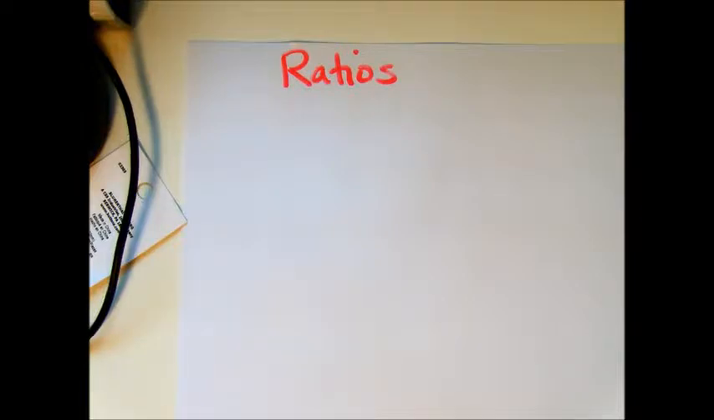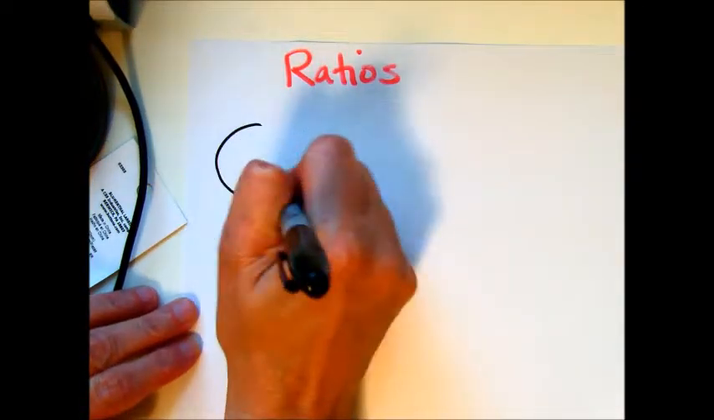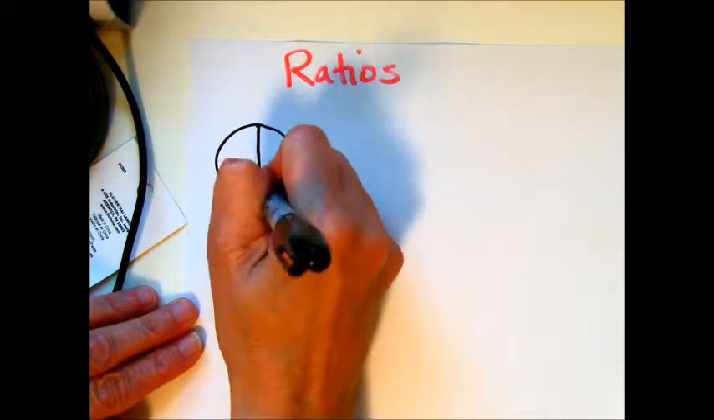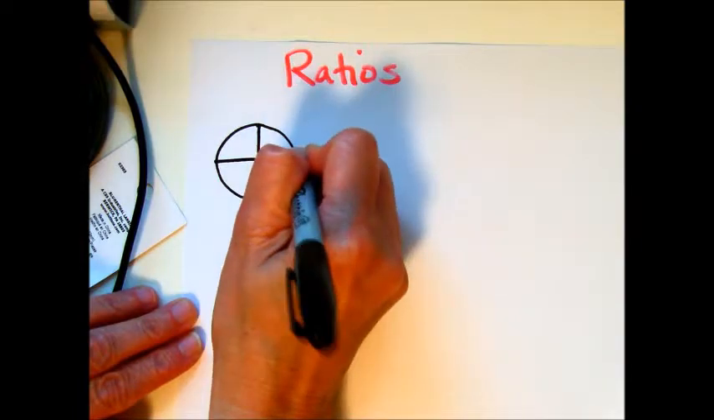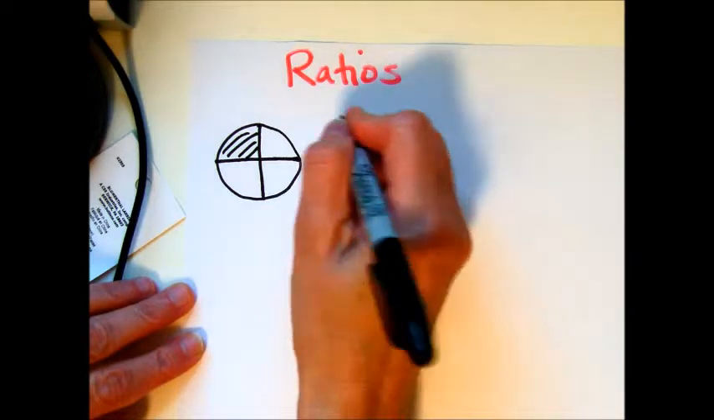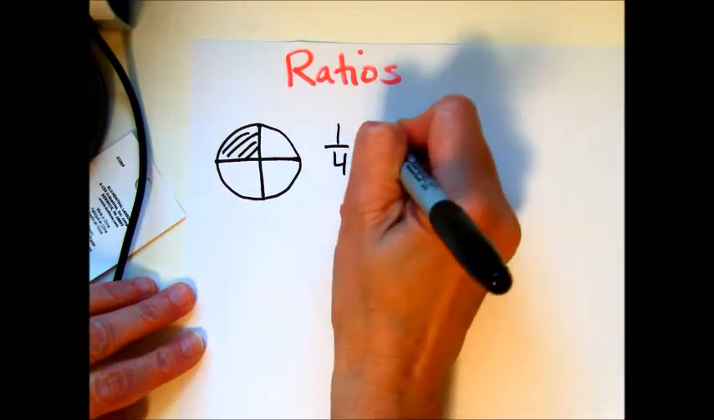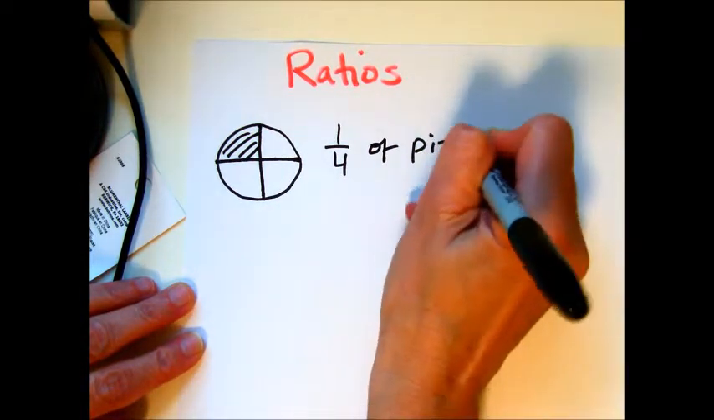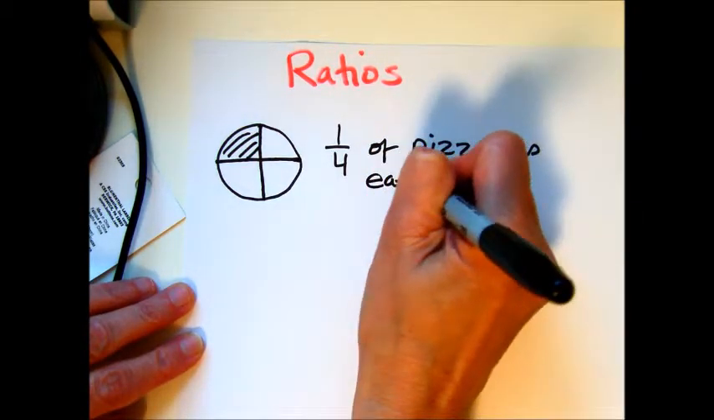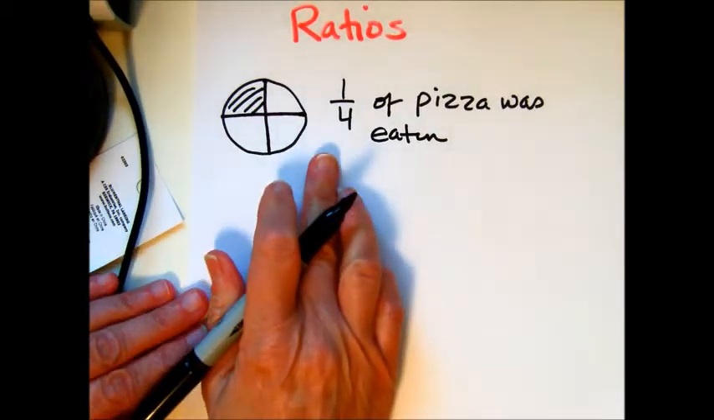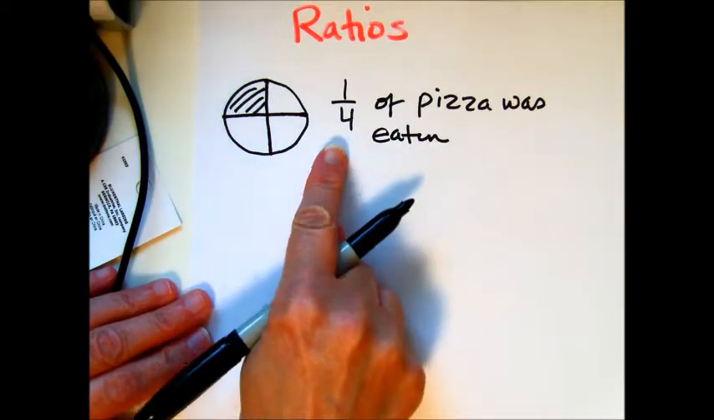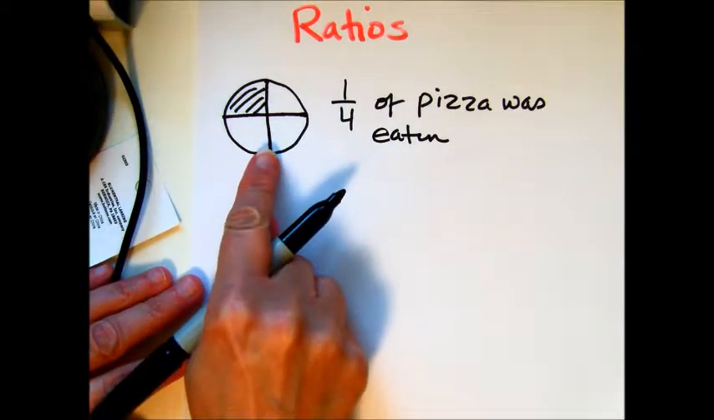Let's say that I've got a pizza and I ate 1/4 of the pizza. So I'm going to cut this pizza into 4 equal parts, and we'll say that I ate that piece. So 1/4 of a pizza was eaten. Okay, now this represents a fraction of the whole pizza. 1/4 was eaten. We're just looking at the one pizza.